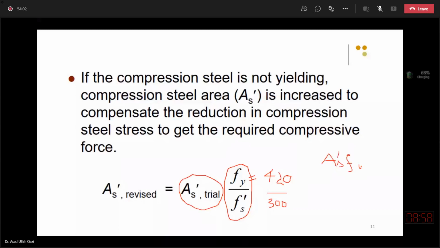They can only become equal if I increase the area of steel. AS double prime at the lower stress may become equal to AS prime at Fy. So how I will get this AS double prime: I will multiply by the ratio of Fy over Fs prime. In this way, I will get a revised area of steel. And as I said earlier, don't do this revision on the tension side. On the tension side, the earlier calculated Fs prime is the right answer.